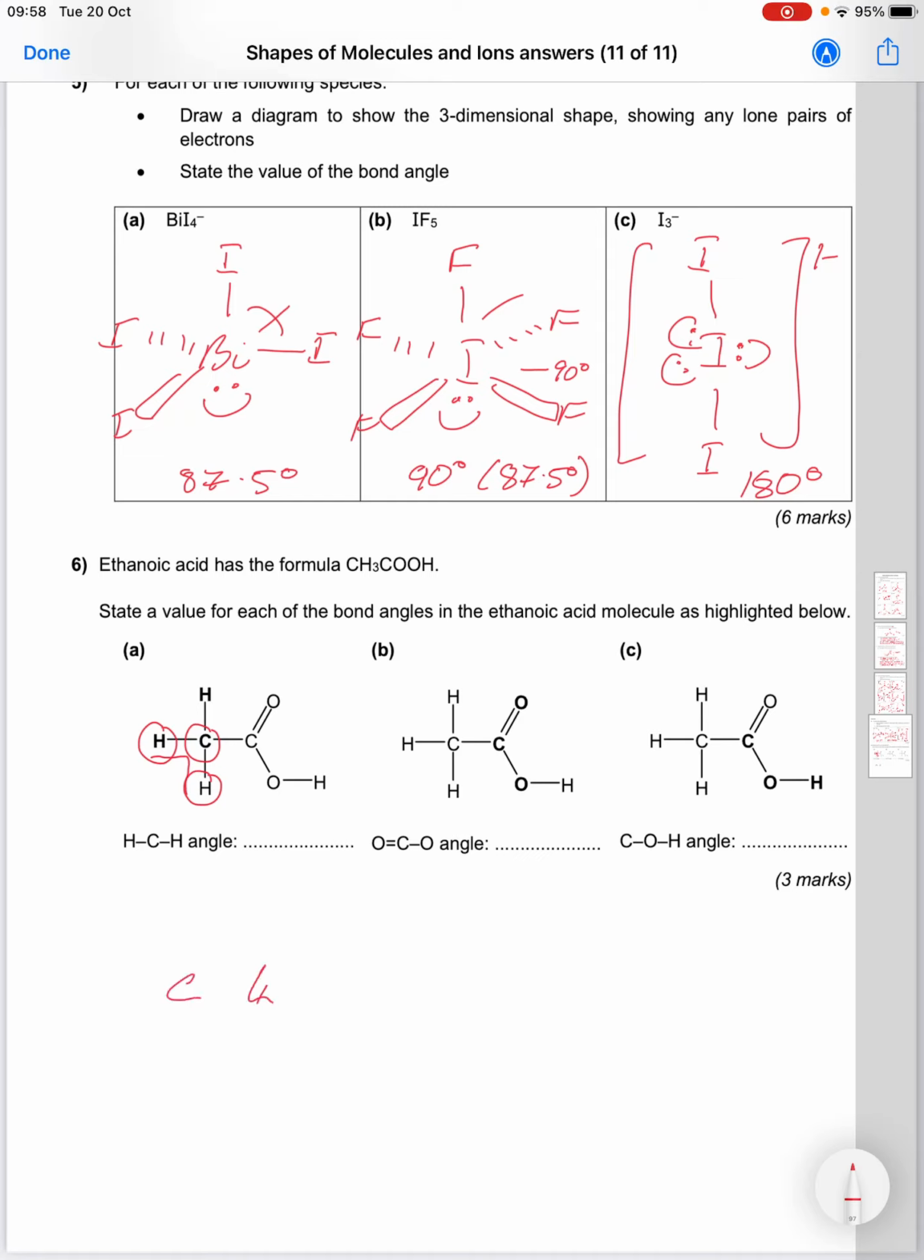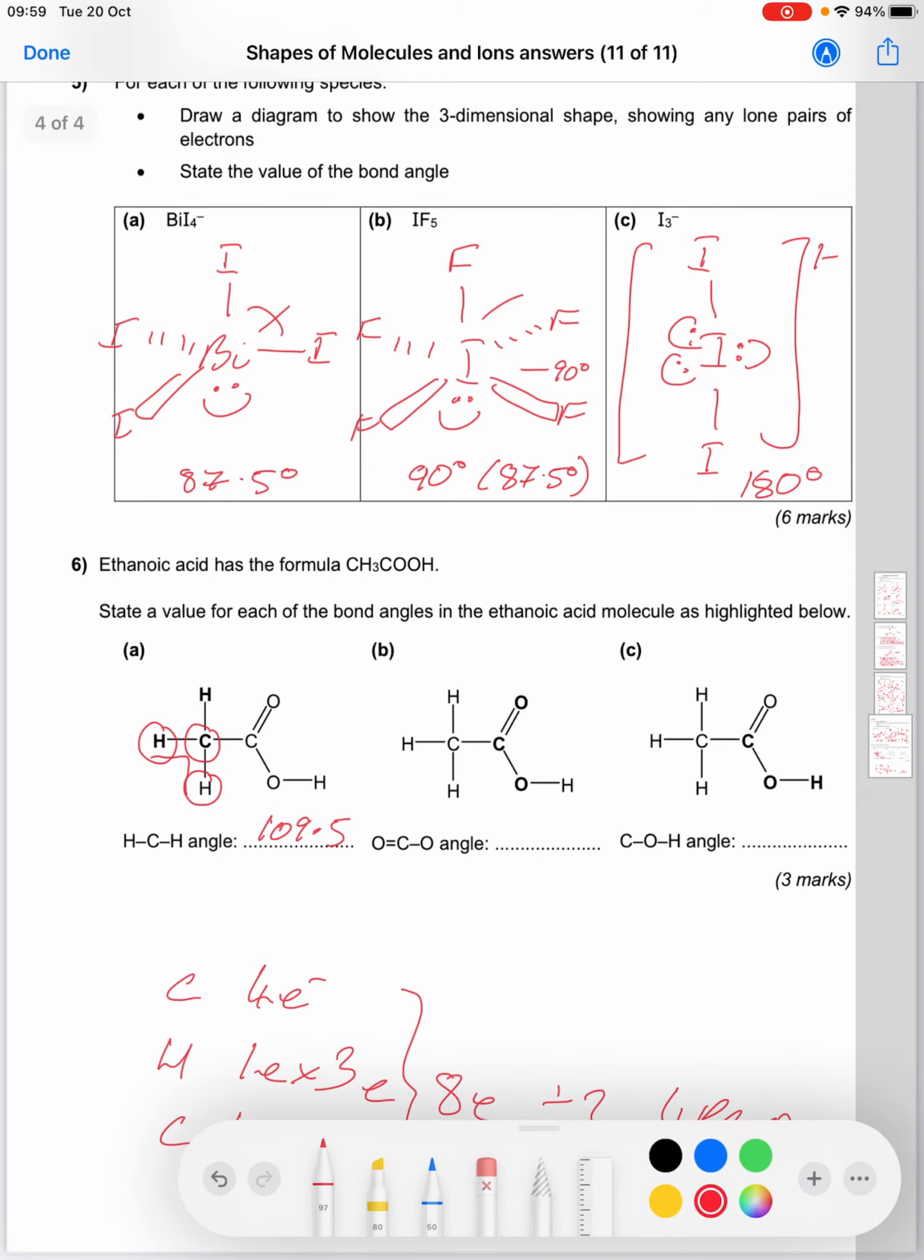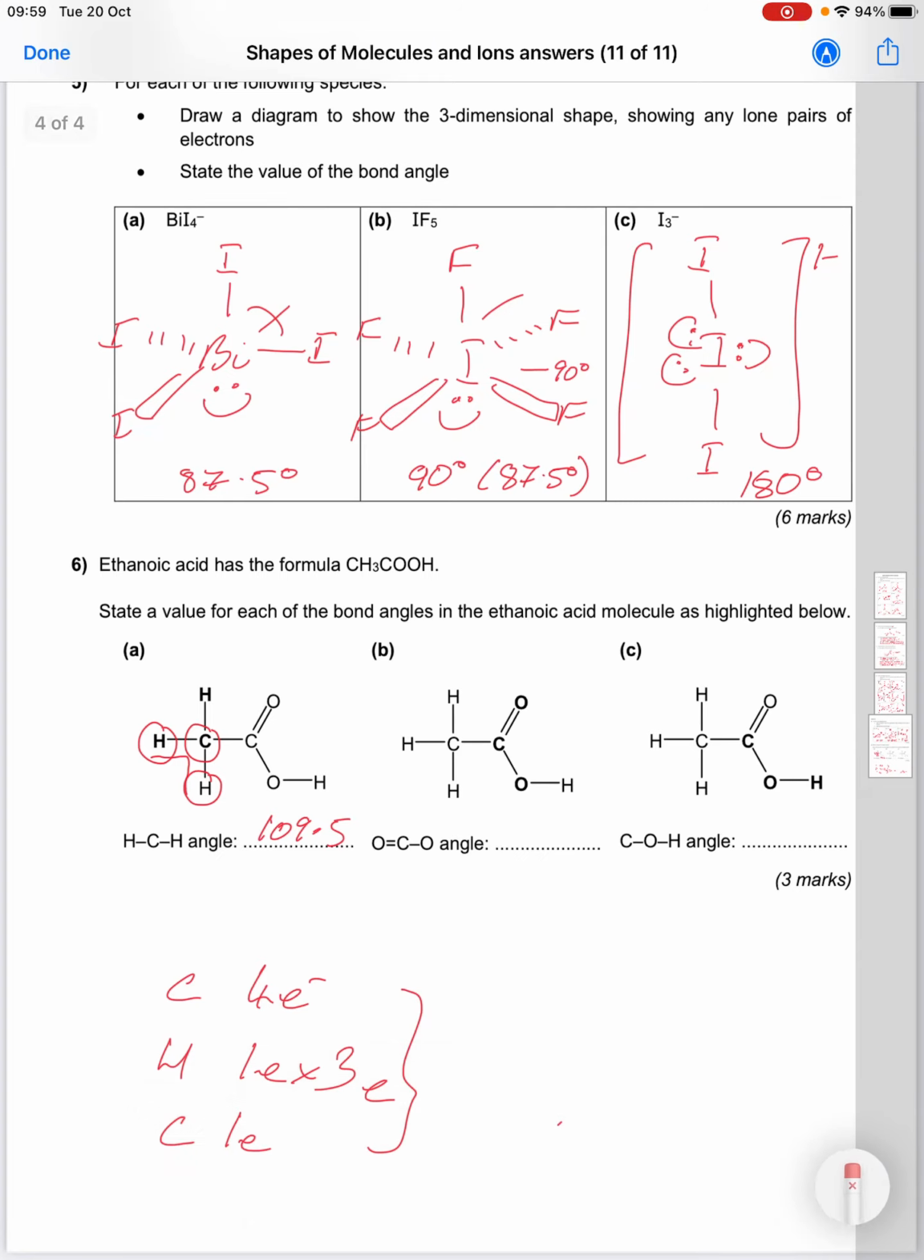But if you couldn't, carbon has 4 electrons in its outer shell because it's in group 4. Hydrogen forms 1 bond, okay? And you've got 3 of those. You've got a carbon that is forming 1 bond as well. So that's going to give you a total of 8 electrons. Divide by 2, that gives you 4 pairs. They're all bonding, which means it's going to be a tetrahedral with a bond angle of 109.5. But you really need to know that around a carbon, it's going to be tetrahedral. These are one of the 5 parent shapes that you have to know, okay?